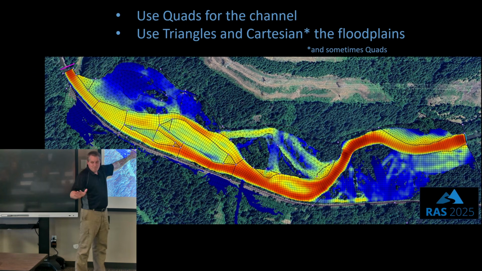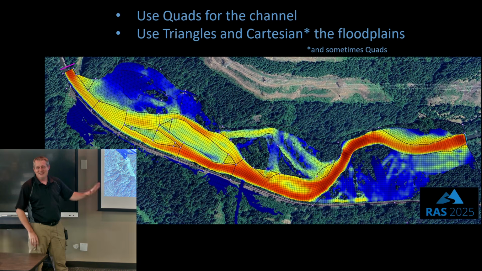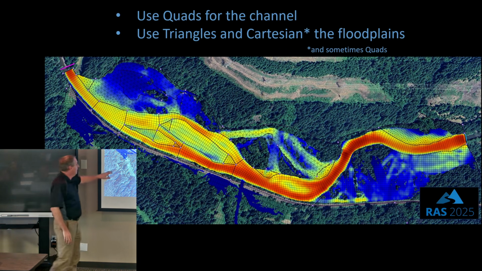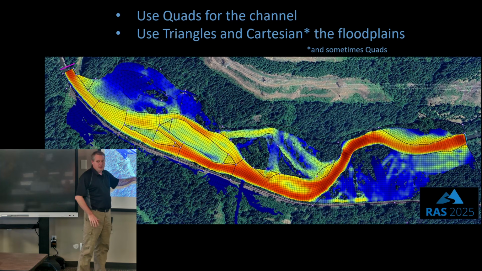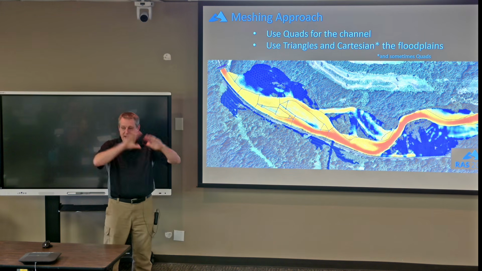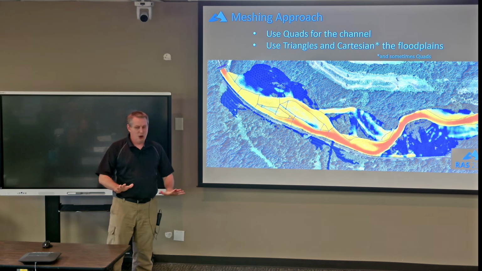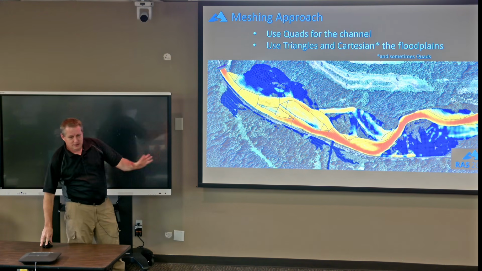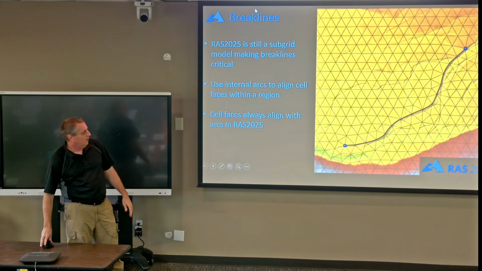Quads change the game. If all RAS2025 did was quads, I would still be solely in there, because the quads will align with the channel. And so the basic approach is you're going to use these quadrilaterals, quads, in the channel, and then in the overbanks, you'll use the Cartesian mesh or triangles, or sometimes you just put quads there too. And that's the basic idea. Way more on this tomorrow, but again, this lecture is everything you need to know to build a model.